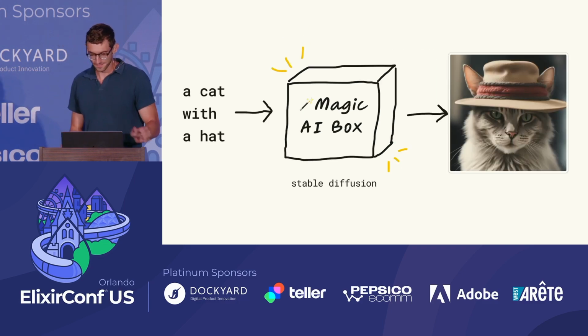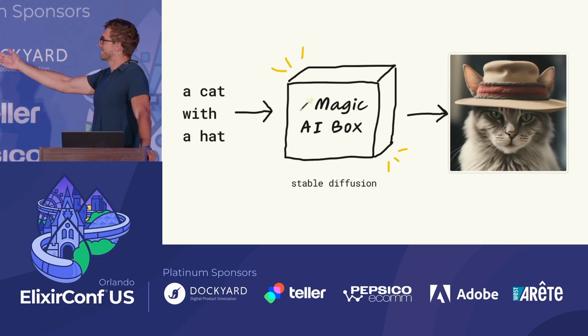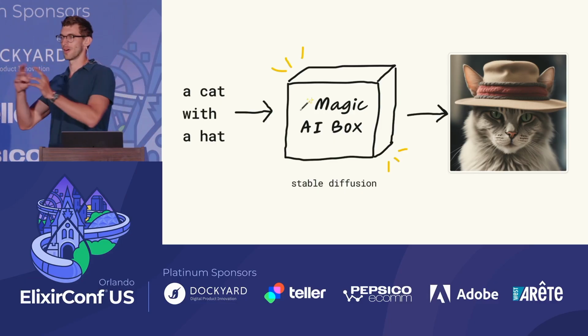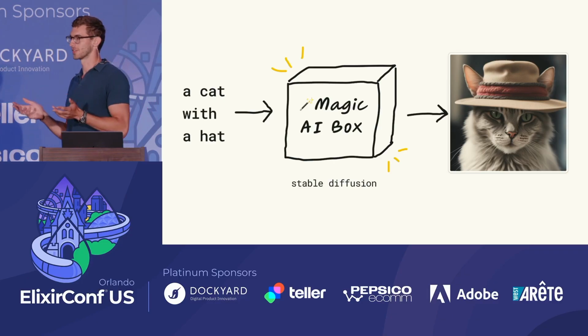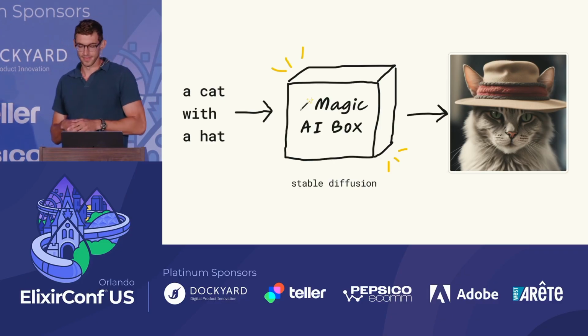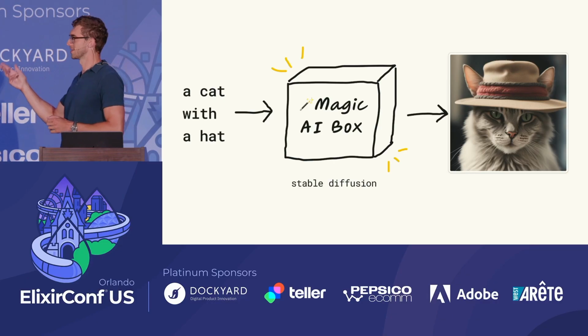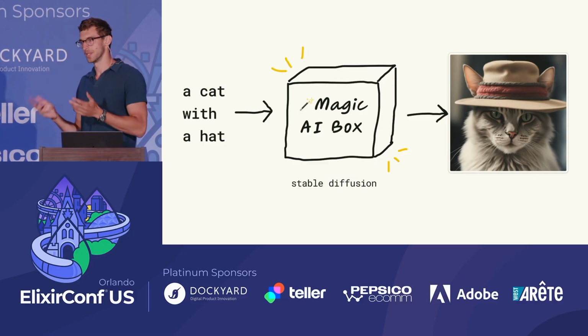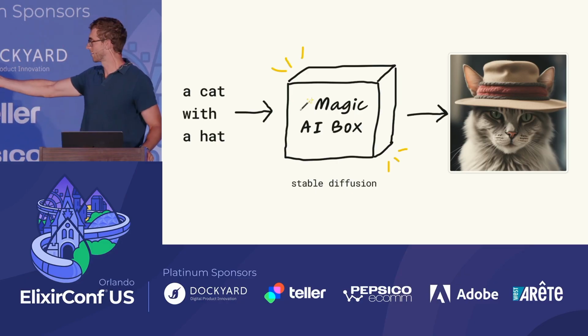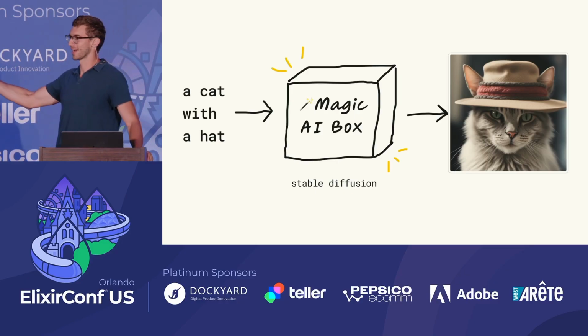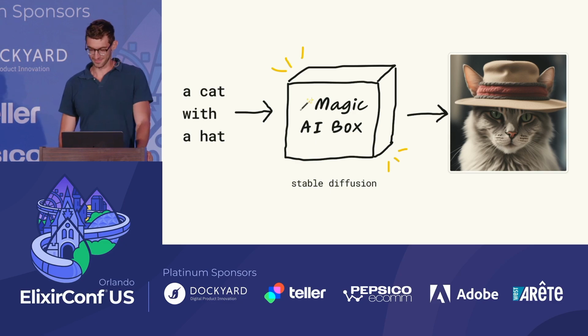For example, in this case, I put in the text input, a cat with a hat. It goes to our Magic AI Box, which we can think of as a module or a function or an API. In this case, we have Stable Diffusion inside that Magic AI Box, which, if you haven't heard of it, is like Midjourney or DALL-E. It's a text-to-image model. So we put in a cat with a hat, and we get out a cool-looking cat with a hat.